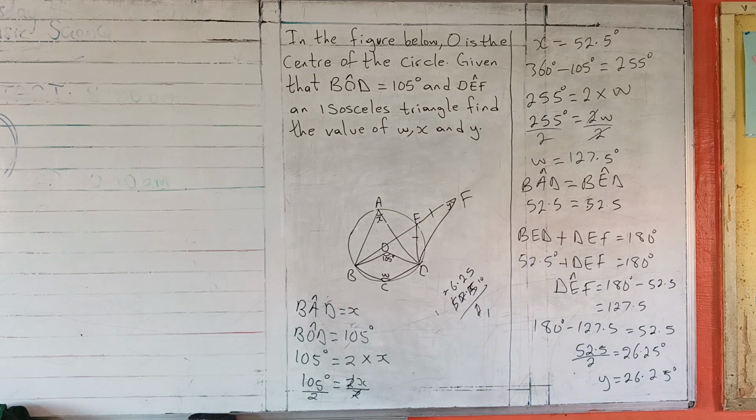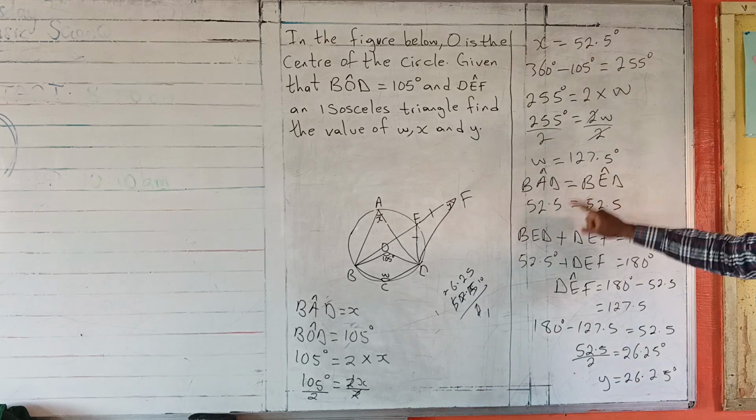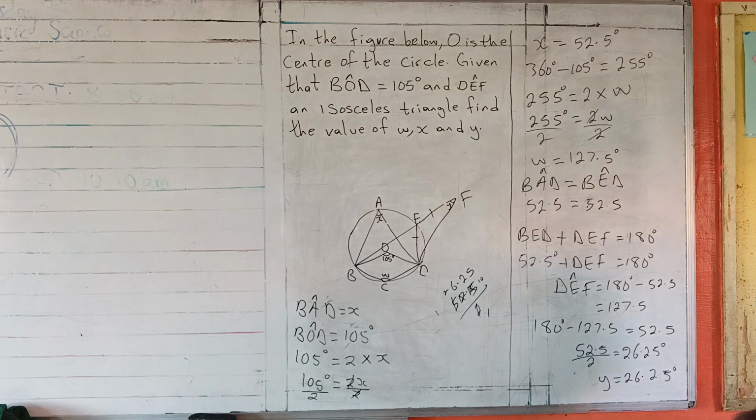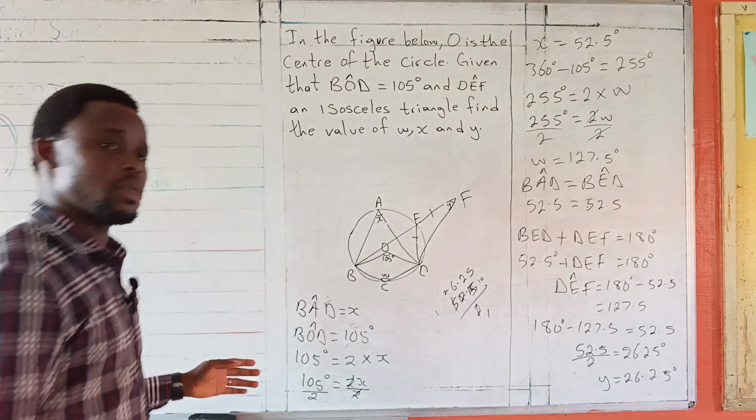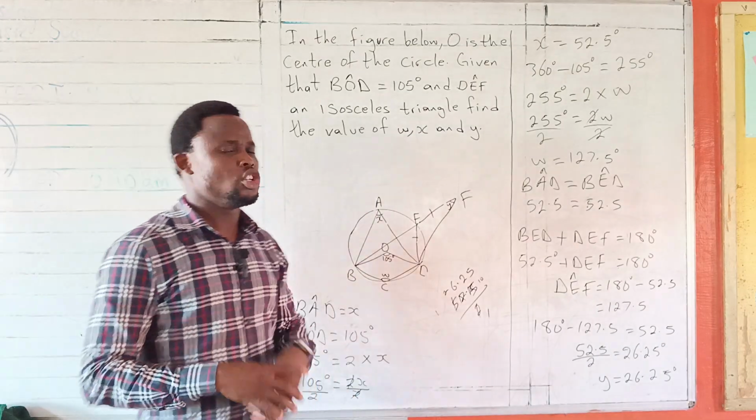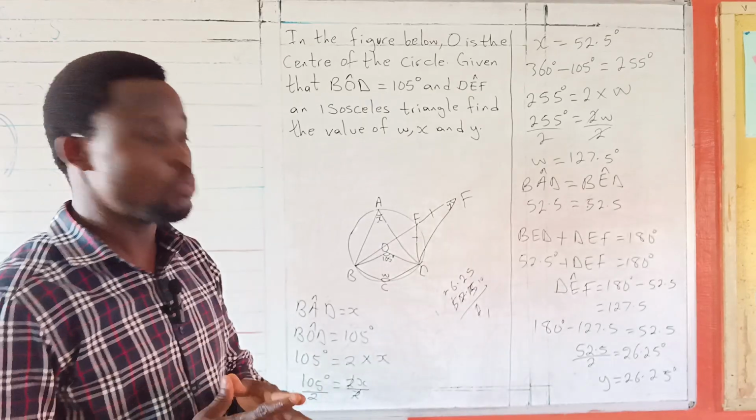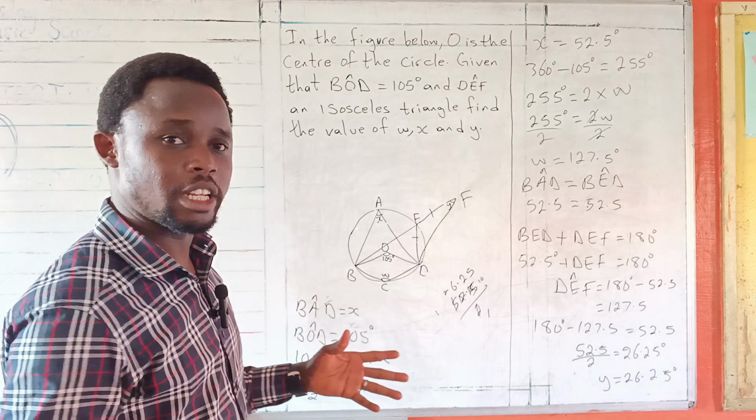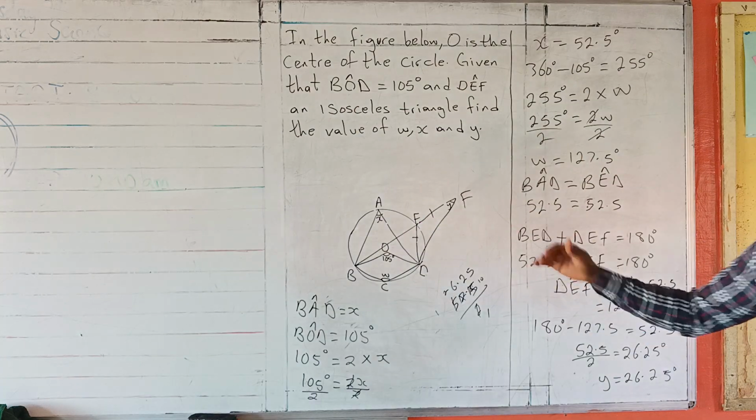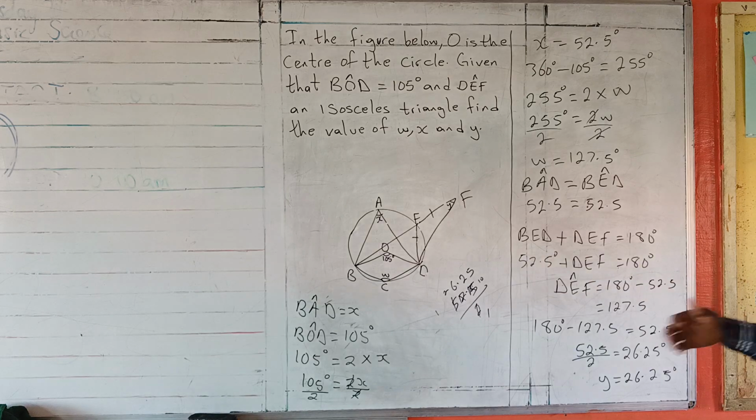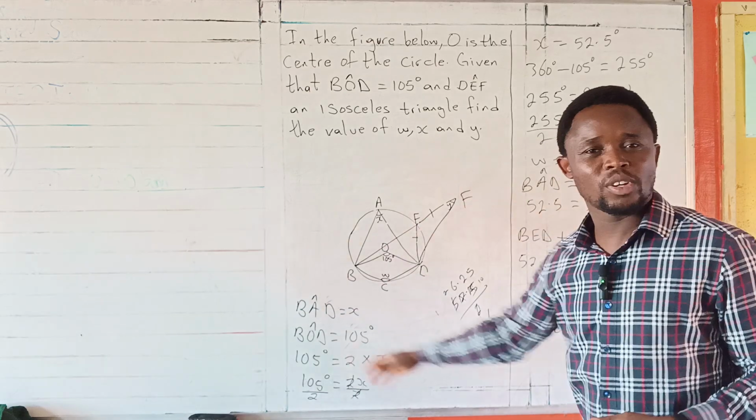So this is X, this is W, and this is Y. But if you don't understand some of the theorems in circle theorems, you will not be able to understand these things. So please take your time, go over it again, and try to understand these theorems. The theorems will help you. Anything that has to do with shape is actually the simplest, very simple.